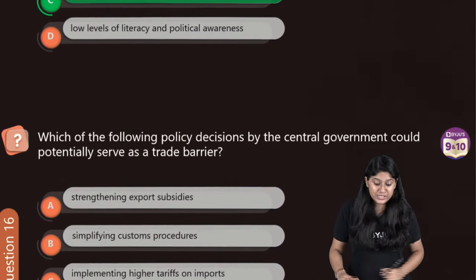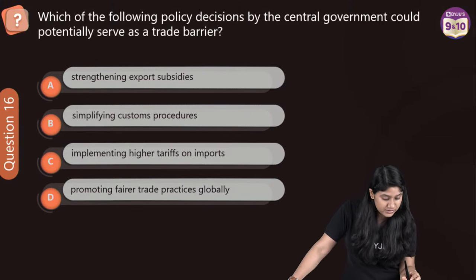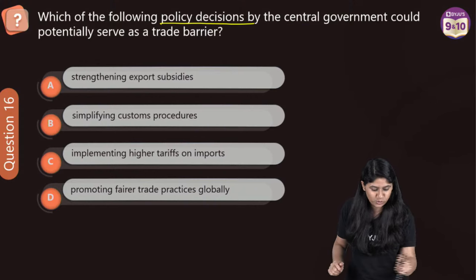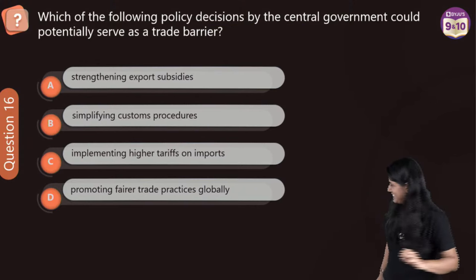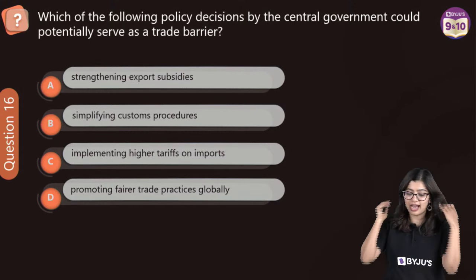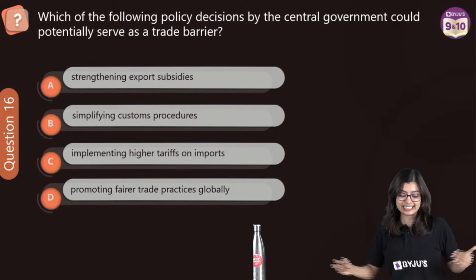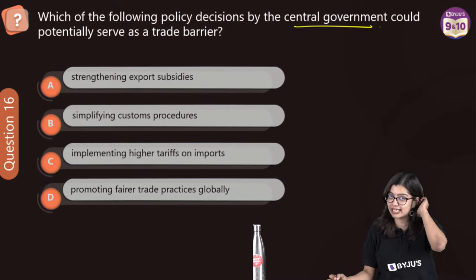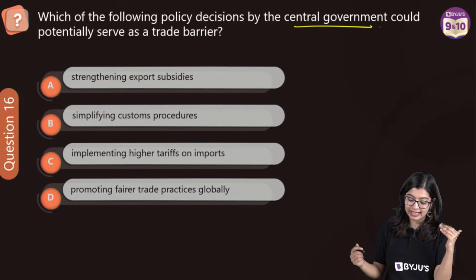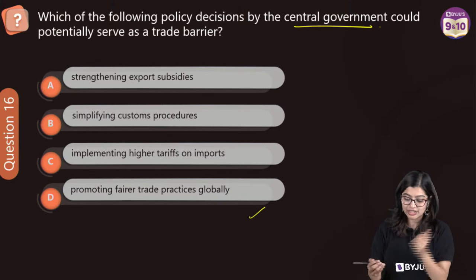Moving to the next question, everyone. Question number 16. Which of the following policy decisions by the central government could potentially serve as a trade barrier? Is it strengthening export subsidies, simplifying customs procedures, implementing higher tariff on imports, or promoting fairer trade practices?